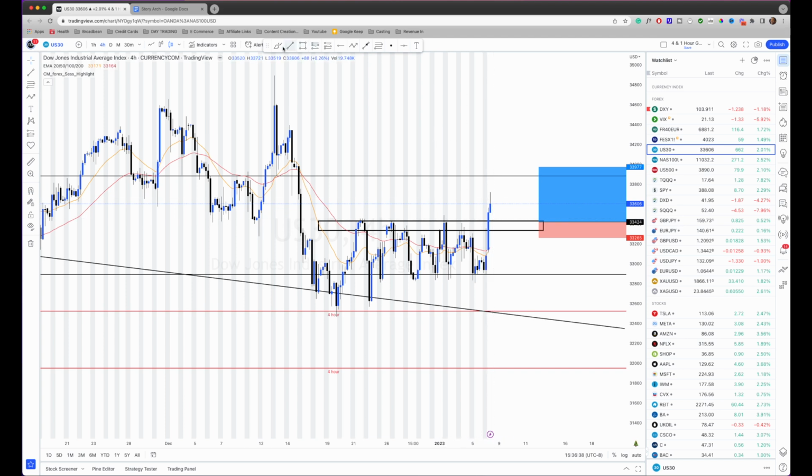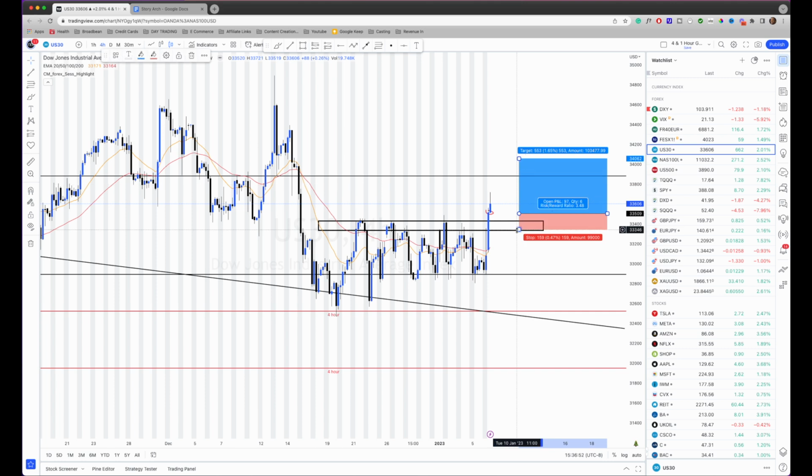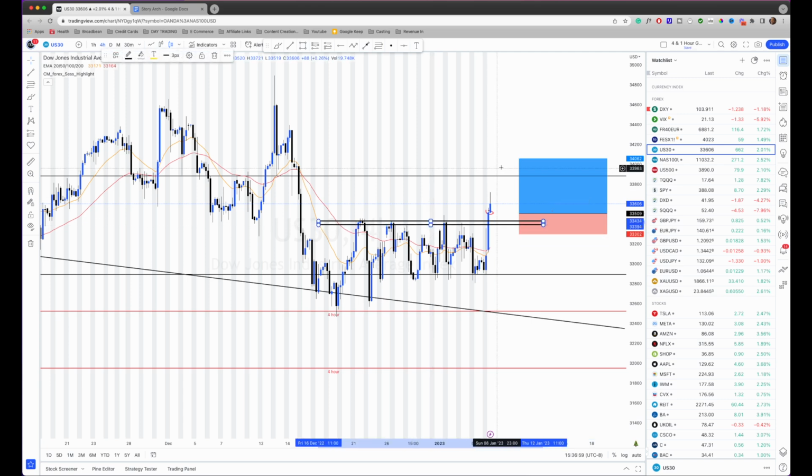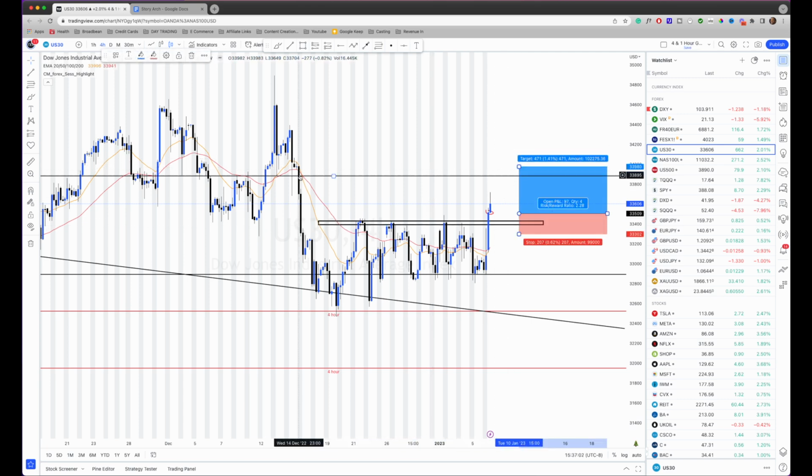Okay, let me mark it for you. So as soon as this candle closed, I would have got into a trade right here. So let me get rid of this and adjust. So let's adjust this. I would have put my stop loss a little bit below this resistance area, and then took it to this high, right?